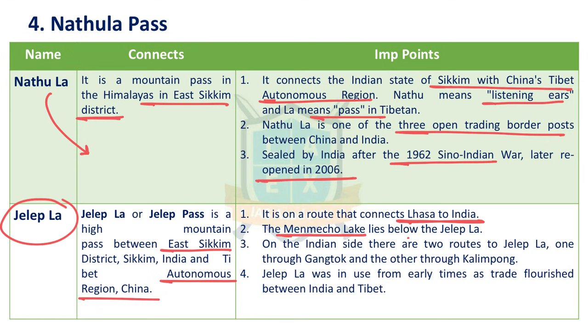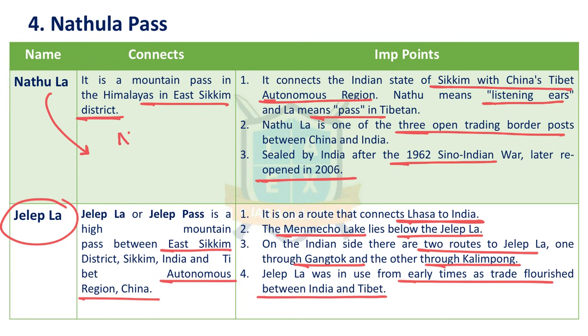Menmecho Lake is below Jelepla Pass. On the Indian side, there are 2 routes to Jelepla. One through Sikkim's capital Gangtok, the other through Kalimpong. Jelepla has been in use from early times to trade between India and Tibet.